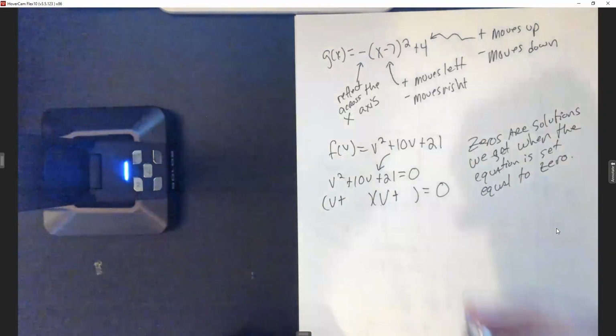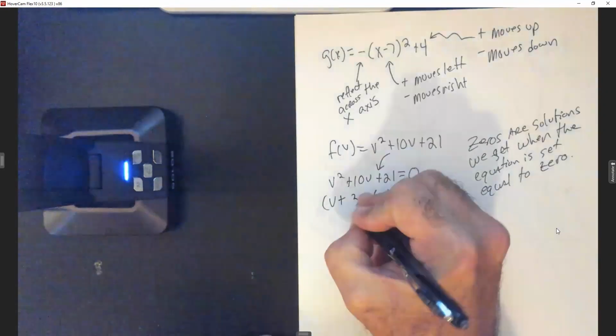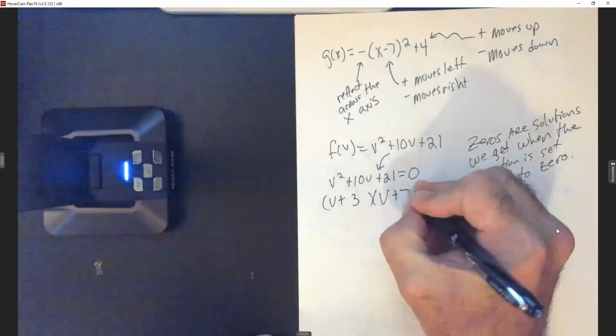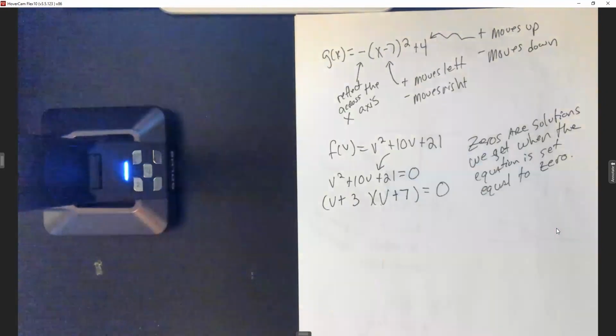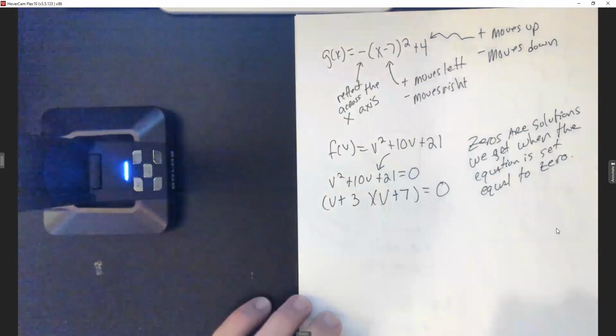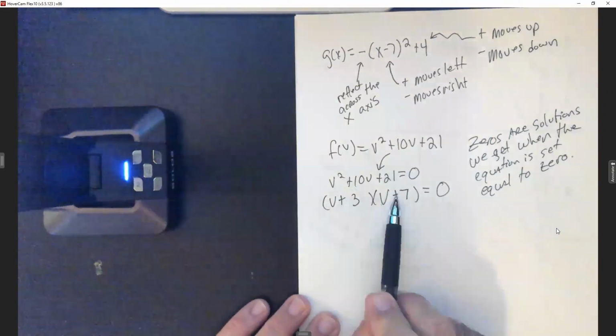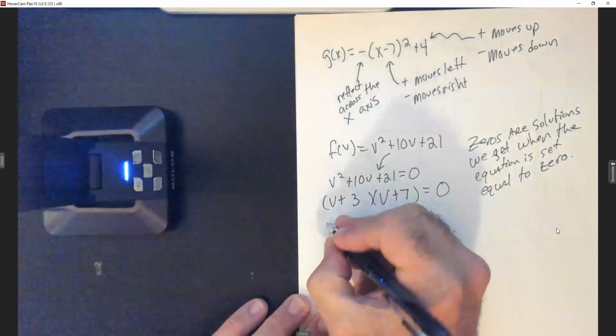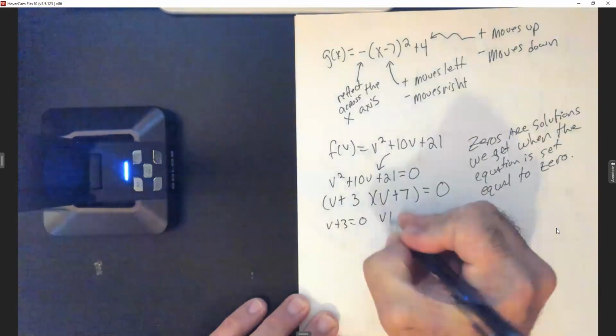And that would be 3 and 7. You only had 2 choices. On 21, you got 1 times 21 or you got 3 times 7. Only one of those was going to equal 10. Now remember, we got it factored. So now I can set both of these factors equal to 0 and finish solving them.